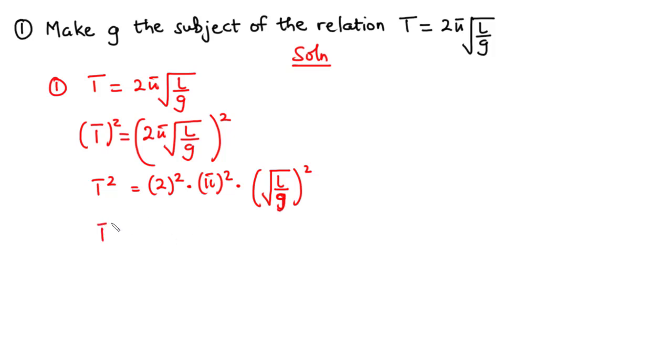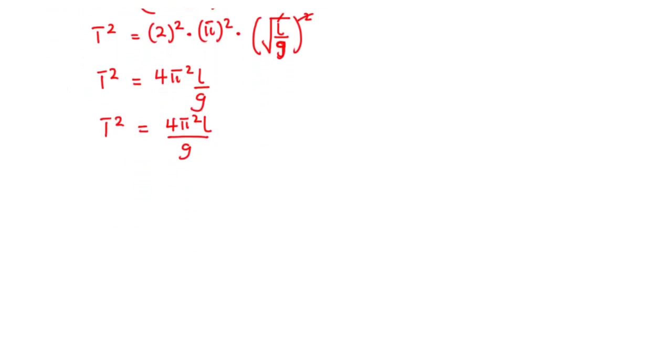Next, we have t square on the left hand side, and then 2 square, which is 4, times pi square, times, now here the square is going to cancel the square root, so we are left with L over J. So we can simply rewrite this as t square equals 4 pi square times L all over J. Now to make J the subject, we multiply each term of the equation by J so that we can eliminate the fraction.